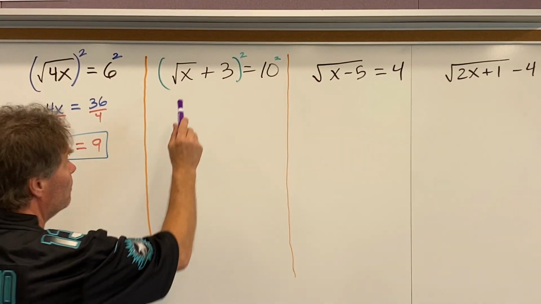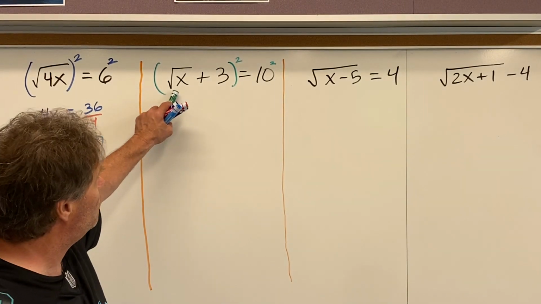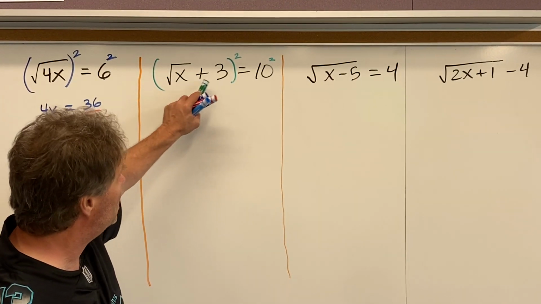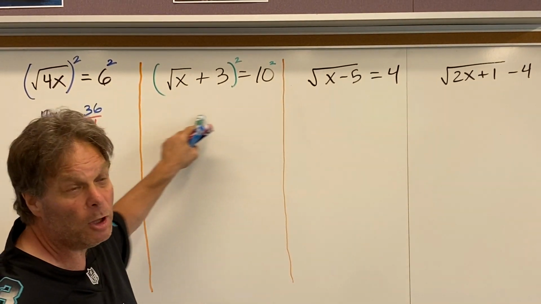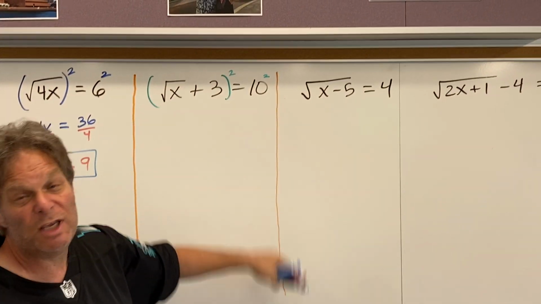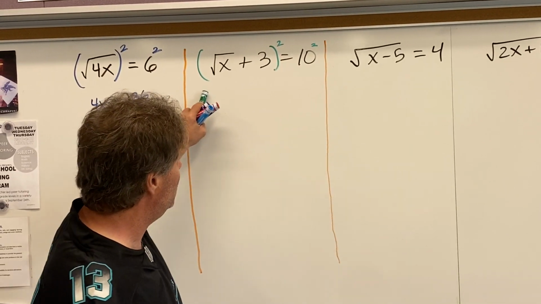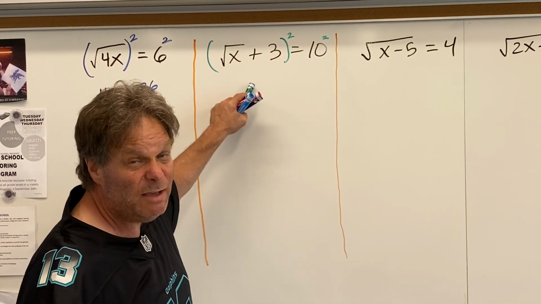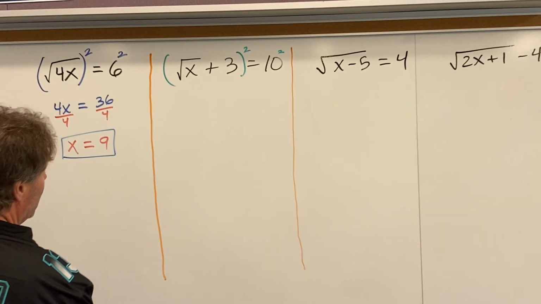Why? Because remember, this is like a binomial. So it would not just be square root x plus 9. You would not just square this guy and square this guy. You would have to FOIL it out and it would not even get rid of your root. So you could do this, it wouldn't be wrong, but it would leave you with something uglier than what you started with. So you don't want to do that.